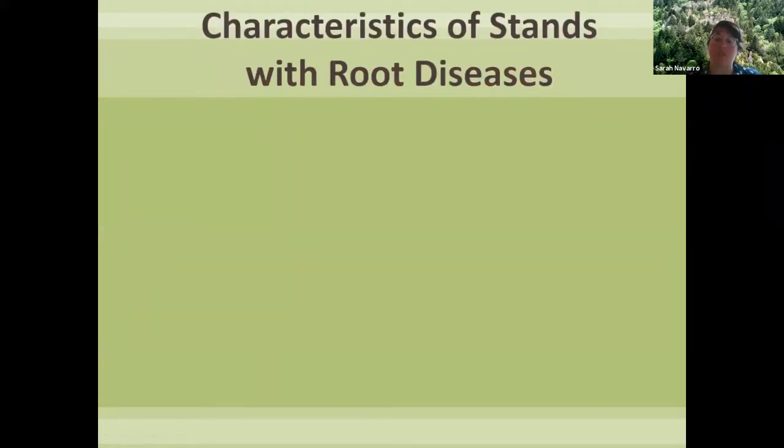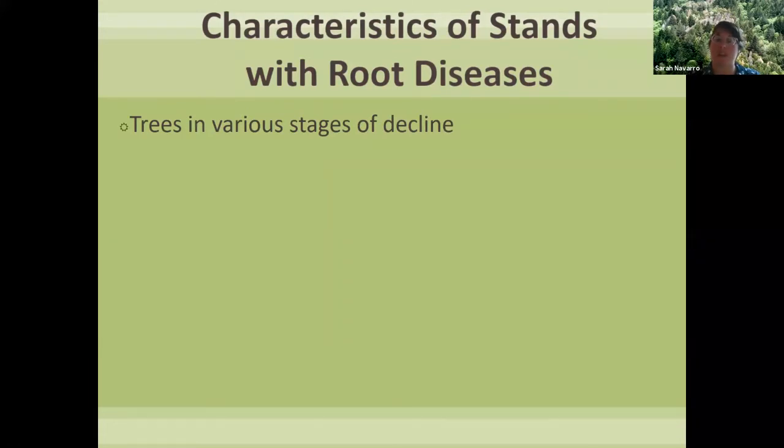So, characteristics of stands with root disease. Typically we see trees in various states of decline. As that cartoon showed in the last slide, you have your root disease center with dead stumps, and then just adjacent to that are trees that have been dead for a little bit longer, so they have fewer fine branches. Usually outside of that, we'll see trees that are recently dead, so they still have their fine branches and red foliage or red needles, and then right outside of that, we may see trees that are exhibiting crown symptoms, which I'll go into next.